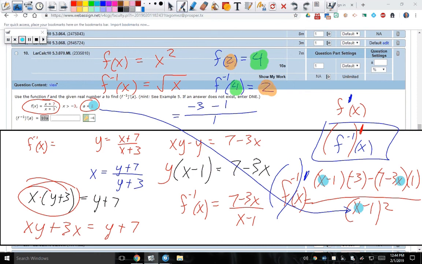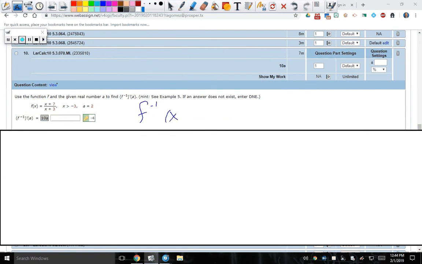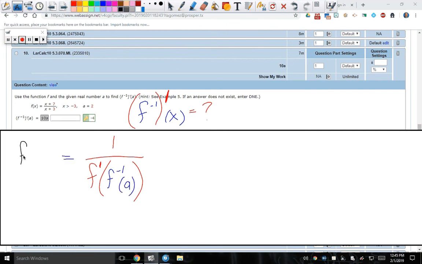The shortcut is this. Any time that I'm wanting to find the derivative of the inverse function, this is the equation that you'll use. It's 1 over f prime of this. This will equal the derivative of the inverse function evaluated specifically at a constant value.